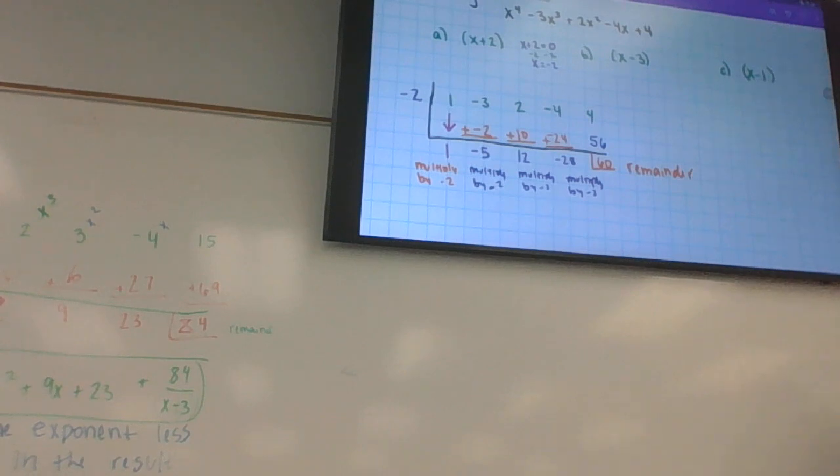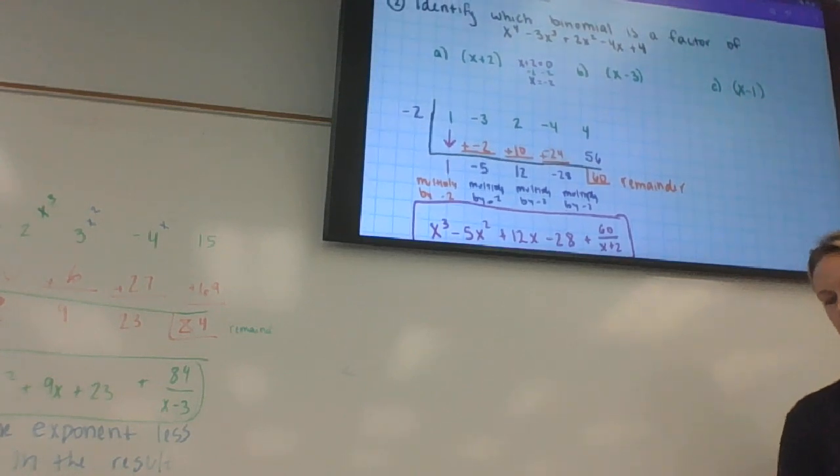Go ahead and write the quotient itself. The result would be x to the third minus 5x squared plus 12x minus 28 plus 60 all over x plus 2. Okay?